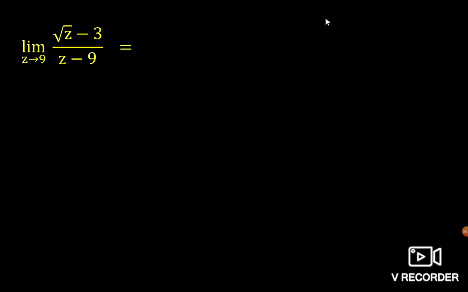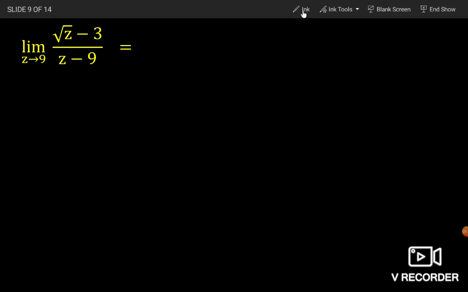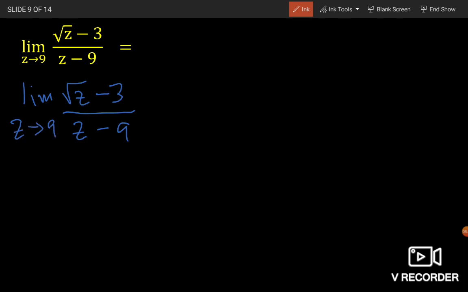Now, let's see another example. We have here a radical expression, the square root of z minus 3 over z minus 9 as z approaches 9. If you see something like this, wherein there's a radical expression, we need to rationalize it. So let's rewrite it: the limit of the square root of z minus 3 over z minus 9 as z approaches 9.